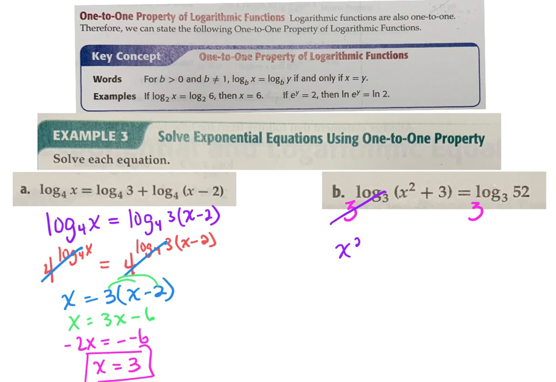I have x squared plus 3 equals 52. Subtract your 3 from both sides. x squared equals 49. Because it is x squared equals 49, don't forget when you take the root of both sides, you have to consider the positive and negative root.